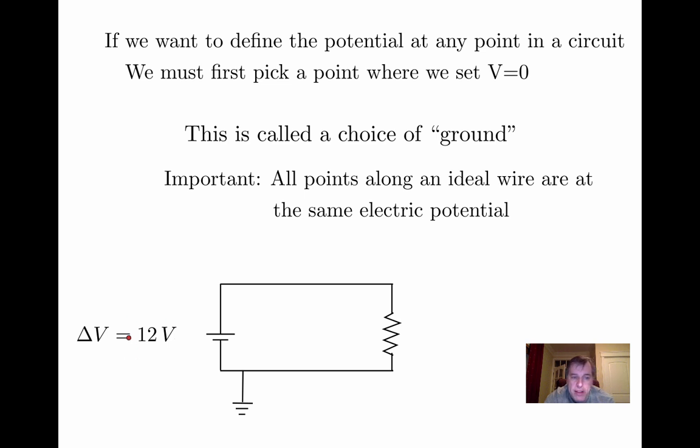So let's look at a circuit like this. You have a battery, let's say, with a delta V of 12 volts. Now we know this is a voltage. This is the delta V between the positive terminal and the negative terminal, with the positive terminal being 12 volts above the negative terminal.